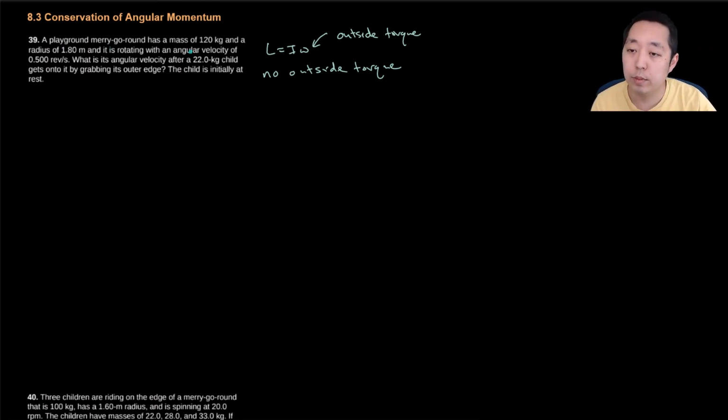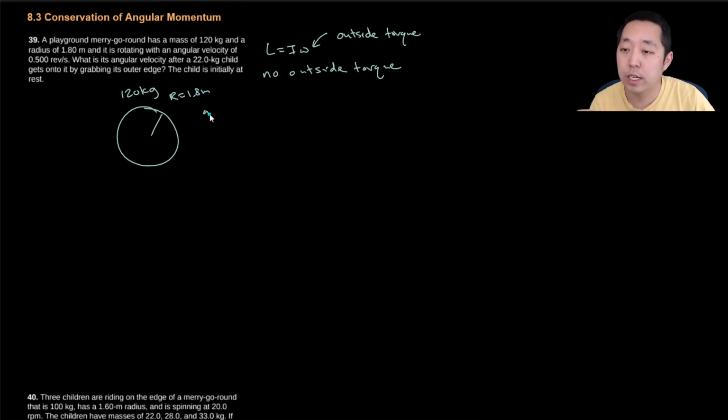So a playground merry-go-round has a mass of 120 kilograms and a radius of 1.8 meters, rotating with an angular velocity of 0.5 revolutions per second. Let's just convert this into radians per second. It's 2 pi radians per 1 revolution, right? So the revolutions will cancel, and I get radians per second. So 2 pi times 0.5 is just pi radians per second, okay?